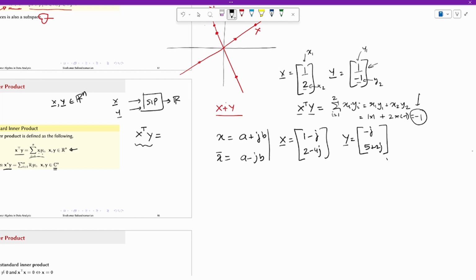What about this? Instead of the vectors being from Rn, what if the vectors were from Cn? Or in this case, C2. Essentially, each vector has two complex numbers. This C is the set of all complex numbers. That's the standard notation.